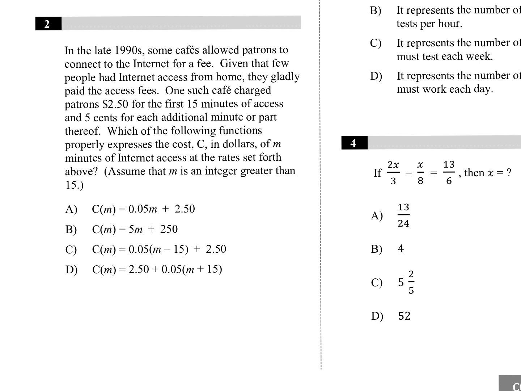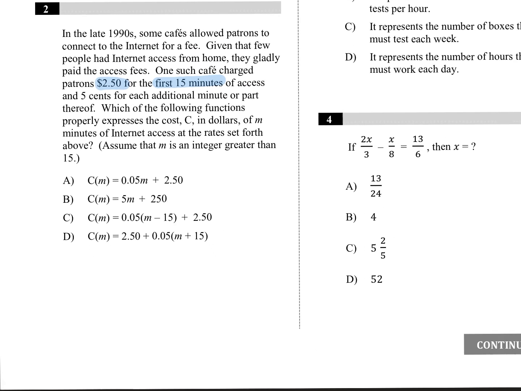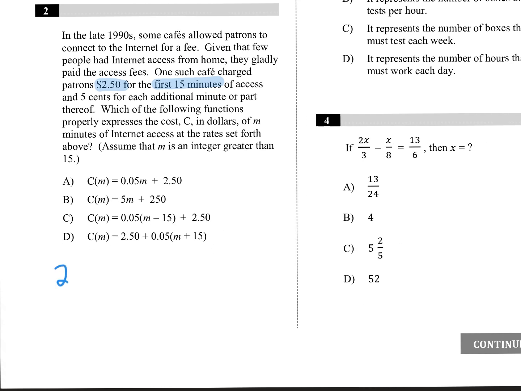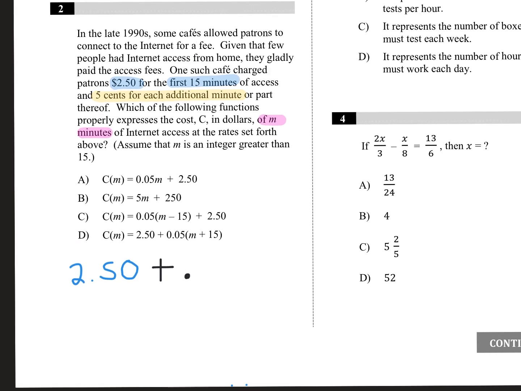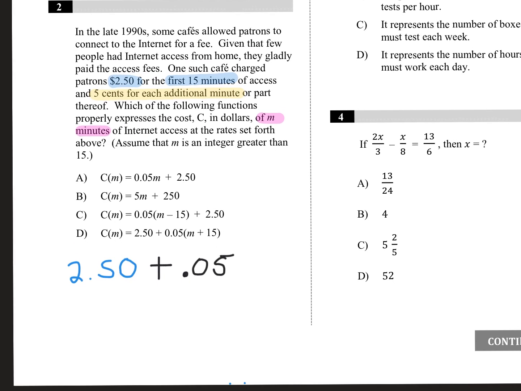Problem number 2 says that the cafe charged $2.50 for the first 15 minutes. So that $2.50 is going to be my initial value. Then they charge 5 cents for each additional minute. And they tell us to use M for the number of minutes. So after our initial value of the $2.50, we're going to add 5 cents. And again, that's because it was 5 cents for each additional minute.